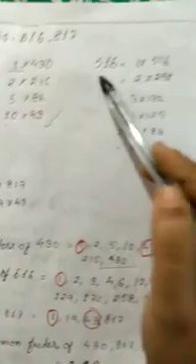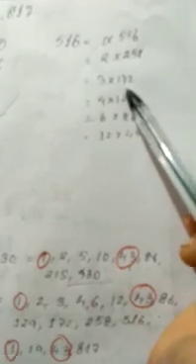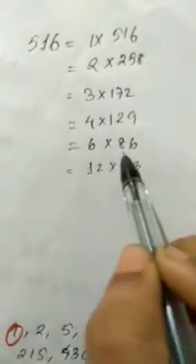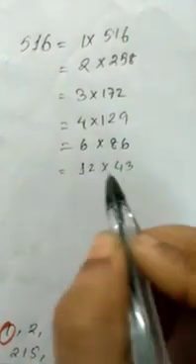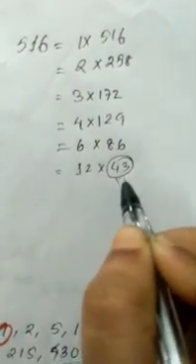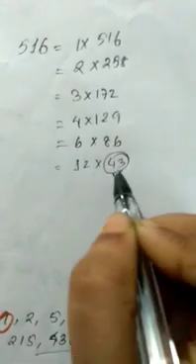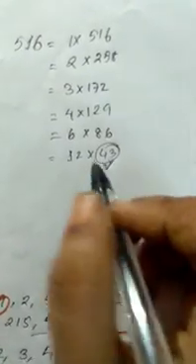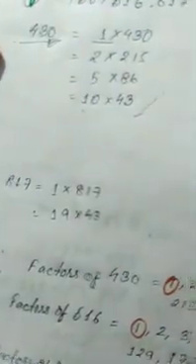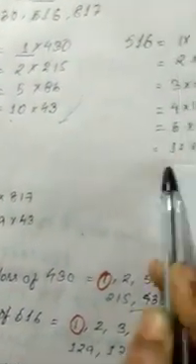And the same way, if we do 516, we can do it this way. 1 into 516, then 2 into 258, 3 into 172, 4 into 129, and again 6 into 86, then 12 into 43. See here, now 43 is coming, that is a prime number. So now it's not going further. We cannot divide it now. So this is the last.